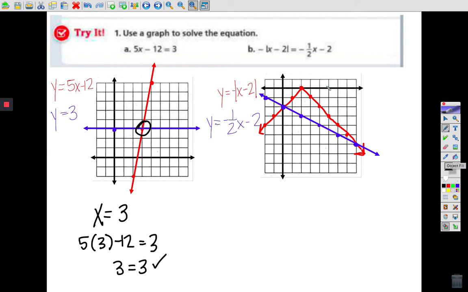How many times do these two graphs intersect? Twice. At x equals, what's that first one at? X equals what? 0, and the second one is at x equals 8. Everybody good with using the graph to solve an equation? All right.